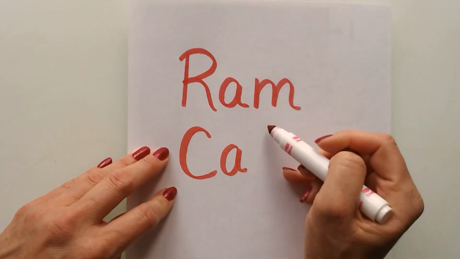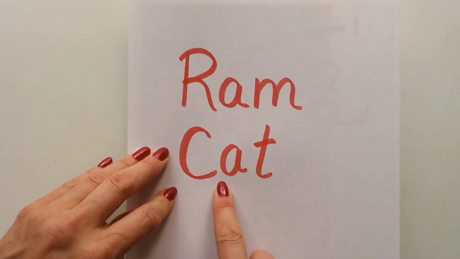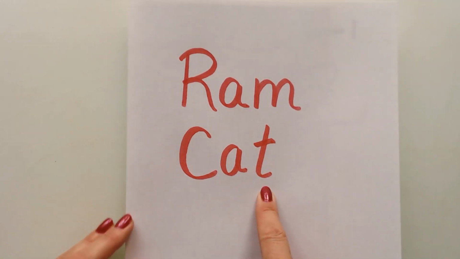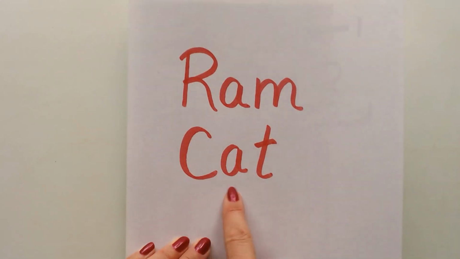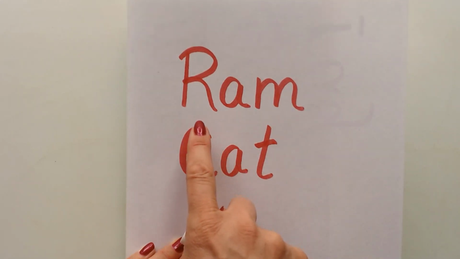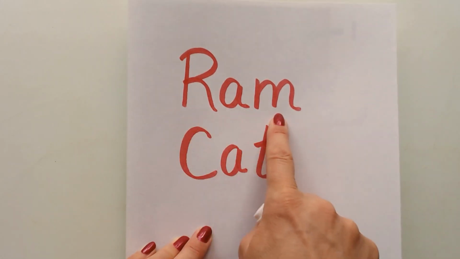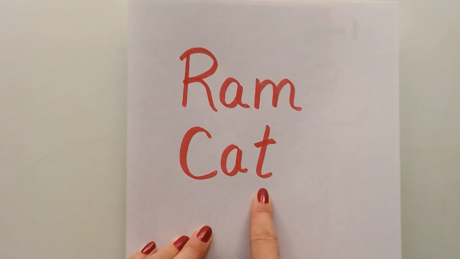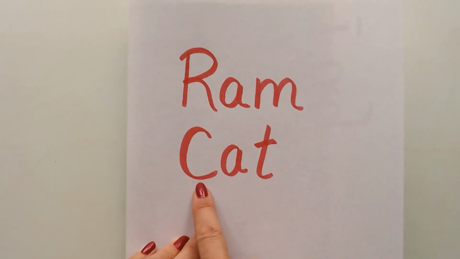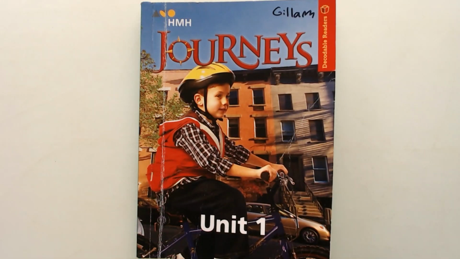Ram Cat. See how I stretched it out so I could hear all the different sounds in the word? The name of the character is Ram Cat. Let's read that 3 times so you'll know it when we get to that word. Ram Cat. Ram Cat. Ram Cat.